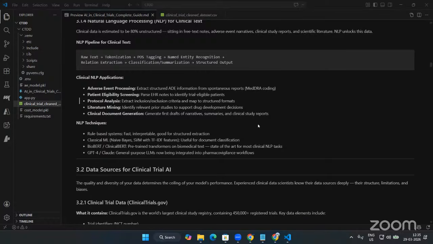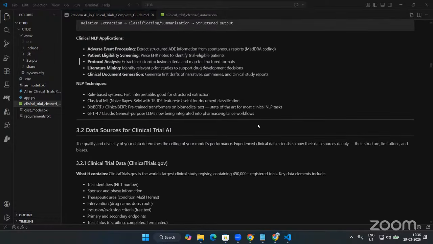Classification means, as we have discussed, classifying diseased, not diseased, healthy, yes, no. So two class, multi-class. Summarization means bringing a summary of what has been passed as text to the model, and it gives the structured output. So that is the whole pipeline for clinical text. Now, clinical NLP applications, adverse event processing.